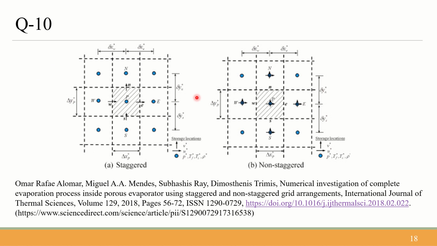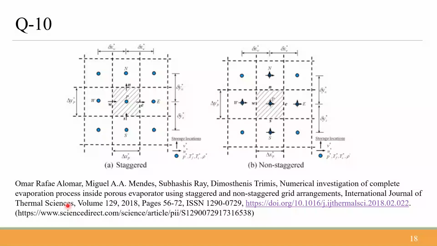To get a clearer idea of a staggered grid: we calculate pressure, temperature and all scalars at the center of the cell, whereas we calculate the values v star and u star at the faces. This is the cell center and this is the face center. This picture is taken from a particular journal.